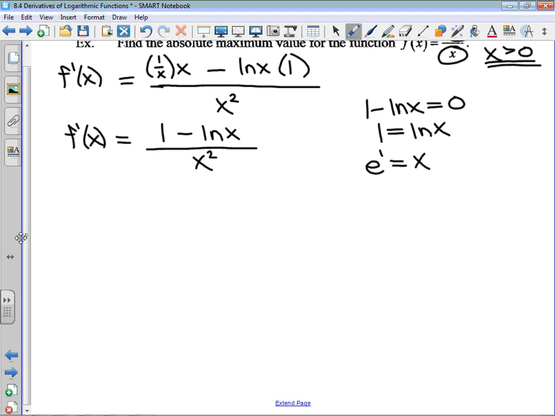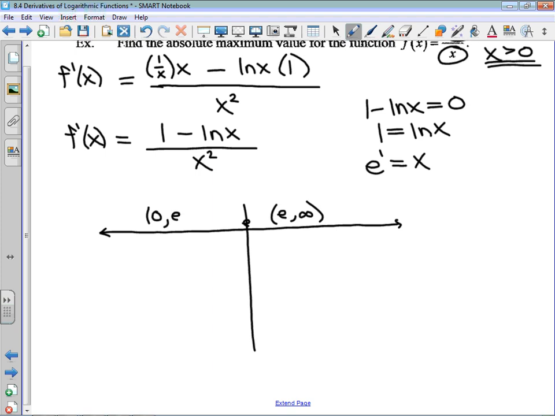So what I'm going to do here is I'm going to create our sign chart. So I'm going to draw the number line. I'm going to put e kind of right in the middle, I suppose. Draw a vertical line down there. So this is going to be the interval e to infinity. This is going to be the interval 0 to e. The function does not exist when x is less than 0.